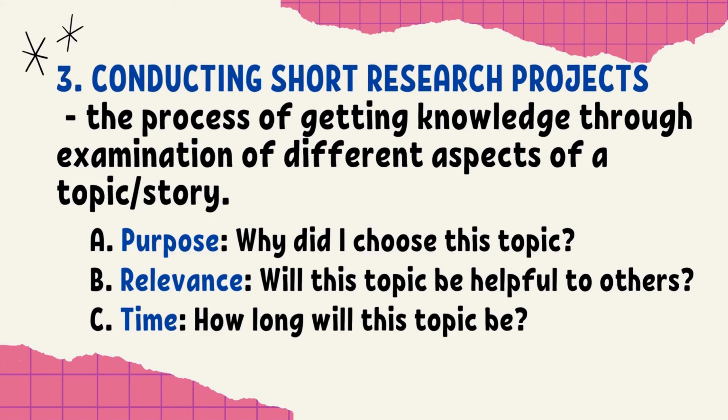Number 3, conducting short research projects. This is the process of getting knowledge through examination of different aspects of a topic or story. Remember the following in choosing a topic in research. Letter A, purpose. Why did I choose this topic? For example, I chose this topic because I'm interested in animals. Letter B, relevance. Will this topic be helpful to others? Example, learning about recycling can help everyone keep the planet clean. And letter C, time. How long will this topic be?